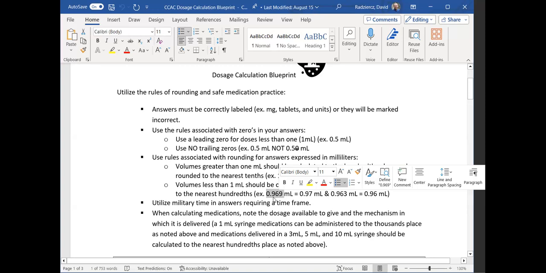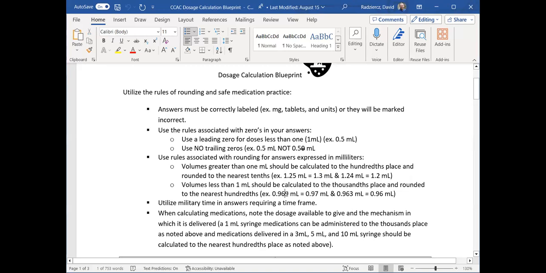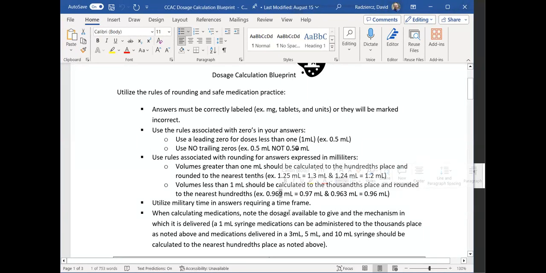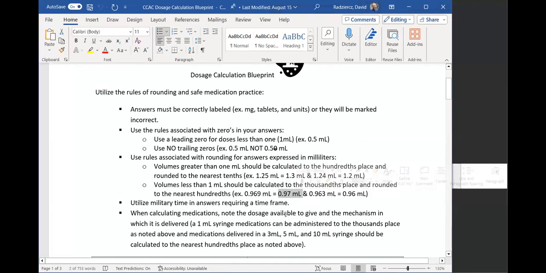So let's say I have 0.969 as my answer after I do it, or it could even be a longer number of digits. I'm going to look at my thousandths place. I'm going to say, is it 5 or more? It is. So I'm going to round up from 0.96 to 0.97. Essentially, what we want is 2 significant digits if we can get them.